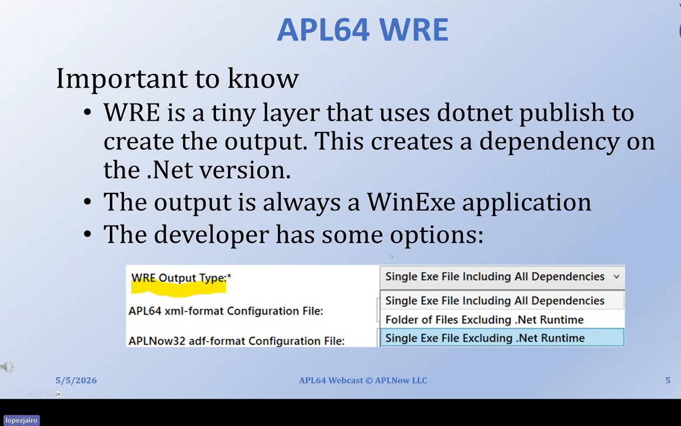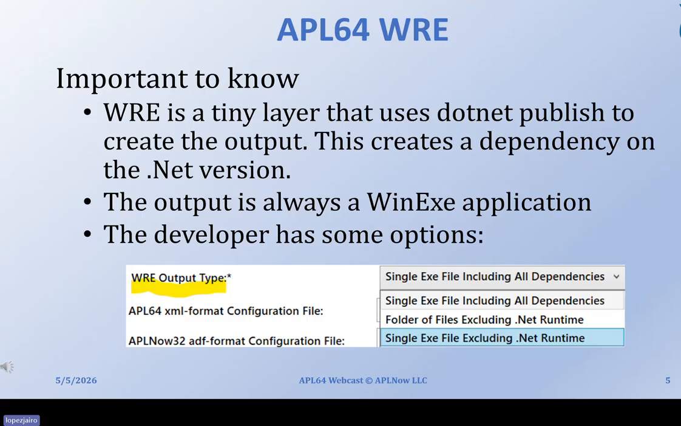In terms of final size of the options, the single exe file including all dependencies is the biggest one because it includes the .NET runtime, which is about 150, 160 megabytes of data. The advantage is every single time you double click, your application will run. It doesn't depend on anything. It takes seconds or minutes to unpack everything it needs for the application to run.